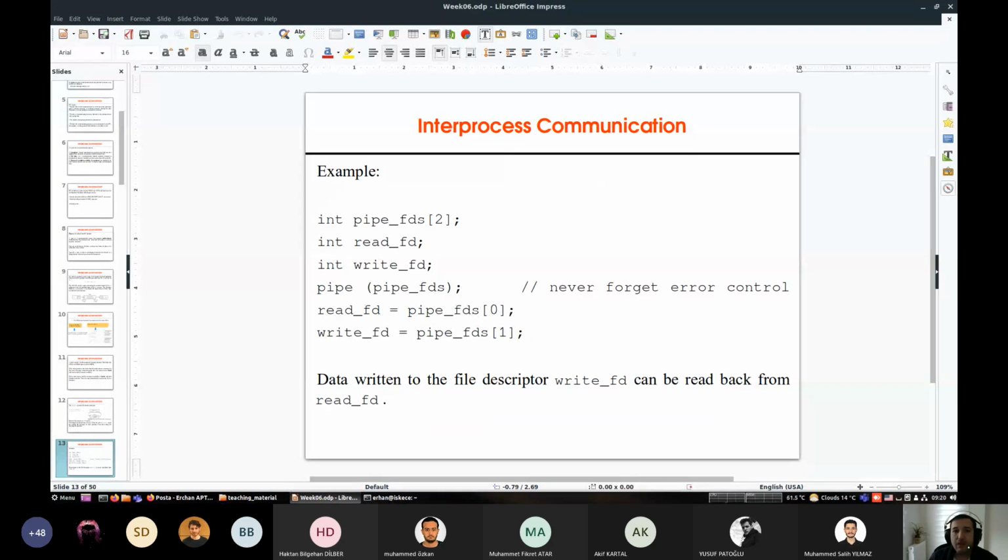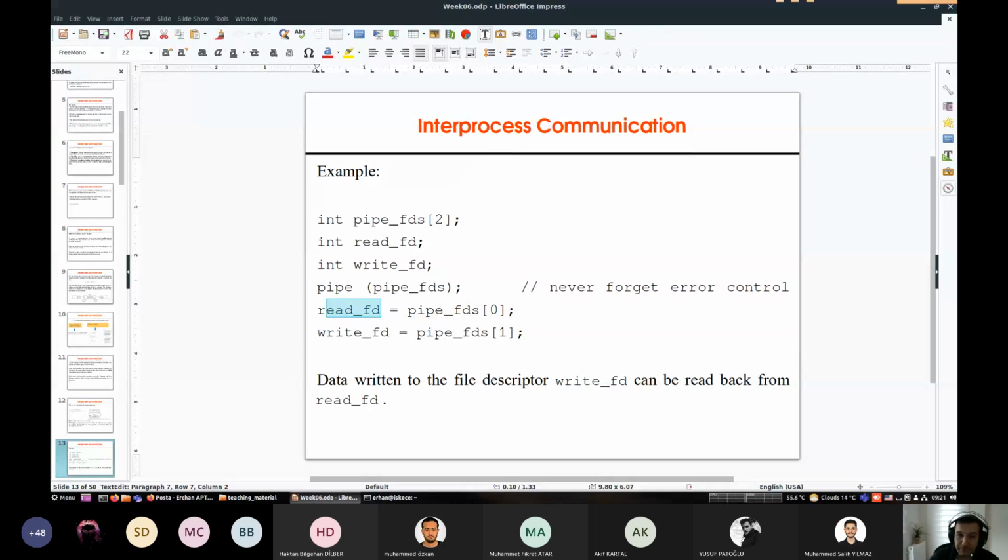Example? So here we have the integer array of size 2. We have two file descriptors. We have two integer variables. We call pipe. Of course, we should be controlling for whether it returned an error or not. And then we set 0 to the read file descriptor and 1 to the write file descriptor, and we are ready to use them. They are already open and ready to use. So whatever we write to this file descriptor, we will be able to read it from this file descriptor. But for now, we only have one process. So it doesn't really make a lot of sense to be using reading and writing in the same process. It would be very useful if we had two processes. Well, that's why we have fork.